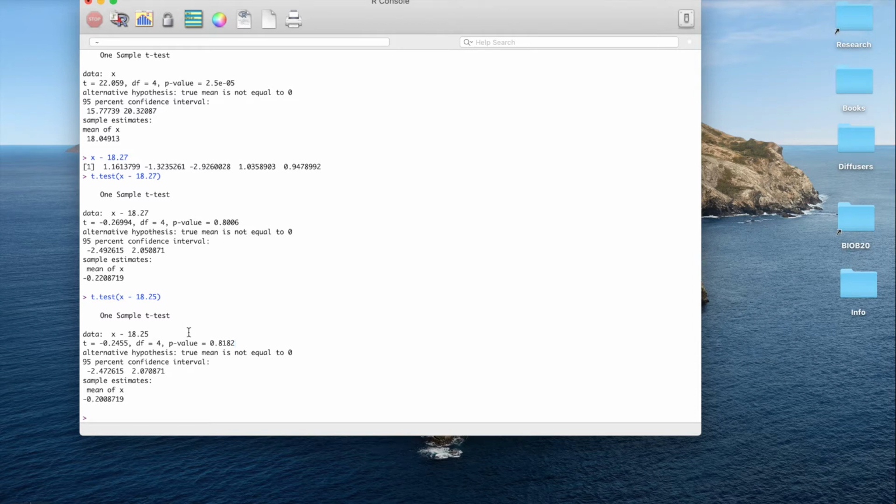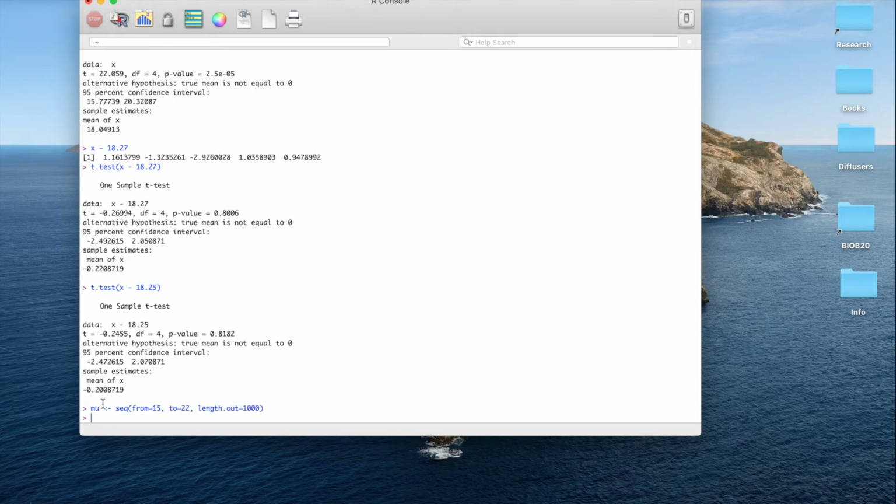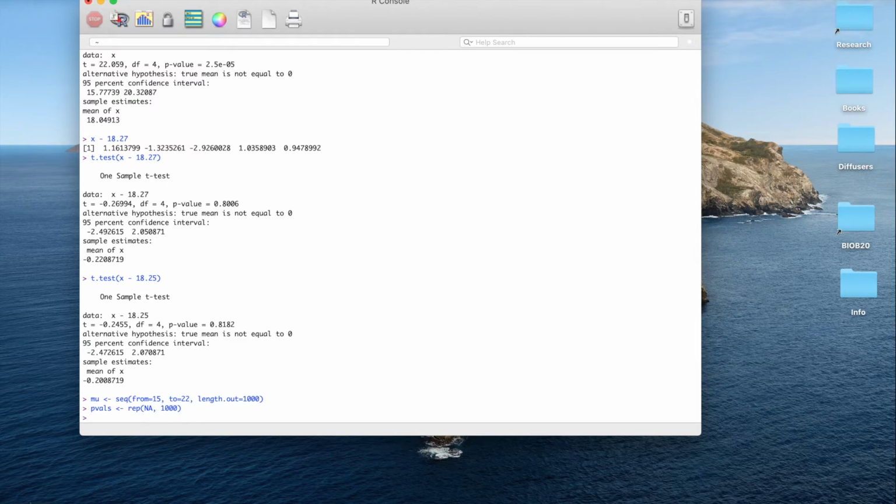In the face of this, it's interesting to see which other values we would accept. We're going to answer this question with a systematic approach using a for loop. First, I create a vector mu that will contain all the values that I want to test. I want to test the values from 15 to 22, and I want to take 1,000 different values. We are going to record the p-values, so I create the vector p-vals that I initialize with 1,000 NAs.